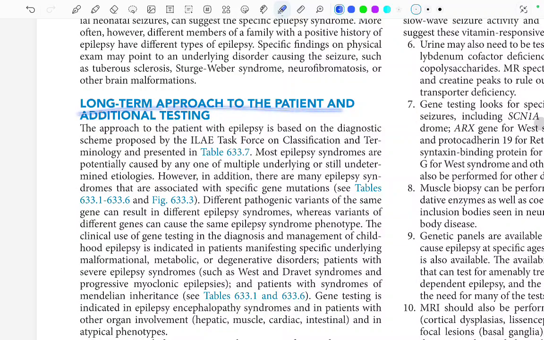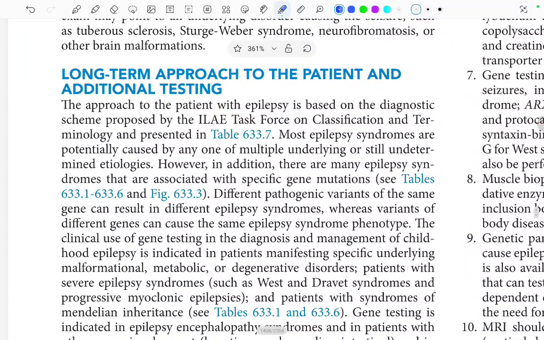Long-term approach to the patient and the additional testing. The approach to the patient with epilepsy is based on the diagnostic scheme proposed by the ILAE task force on classification and terminology and presented in this table. Most epilepsy syndromes are potentially caused by any one of multiple underlying or still undetermined etiologies.